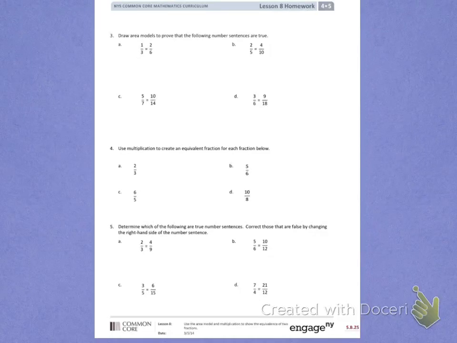Grade 4, Module 5, Lesson 8 homework. Problem number 3. Draw area models to prove that the following number sentences are true. Letter A. We need to draw an area model to show that 1/3 equals 2/6.